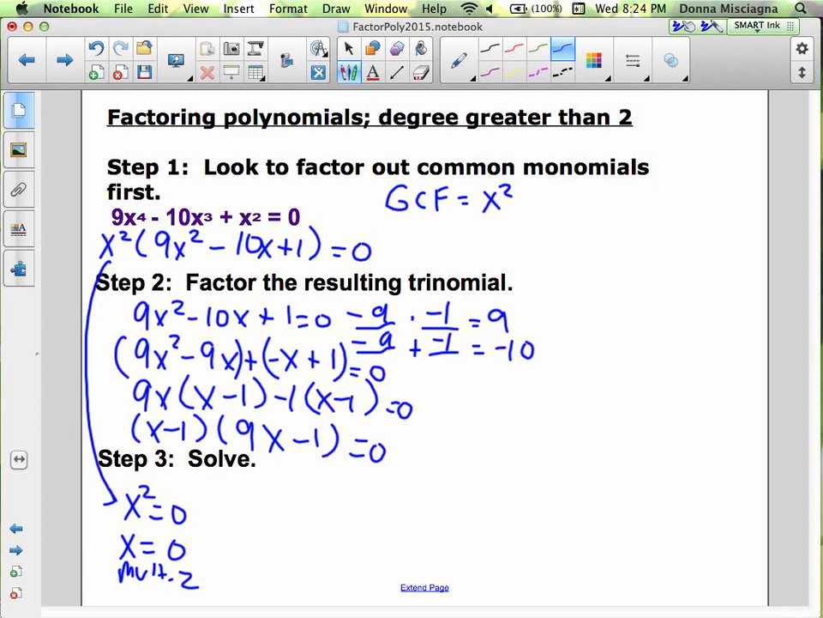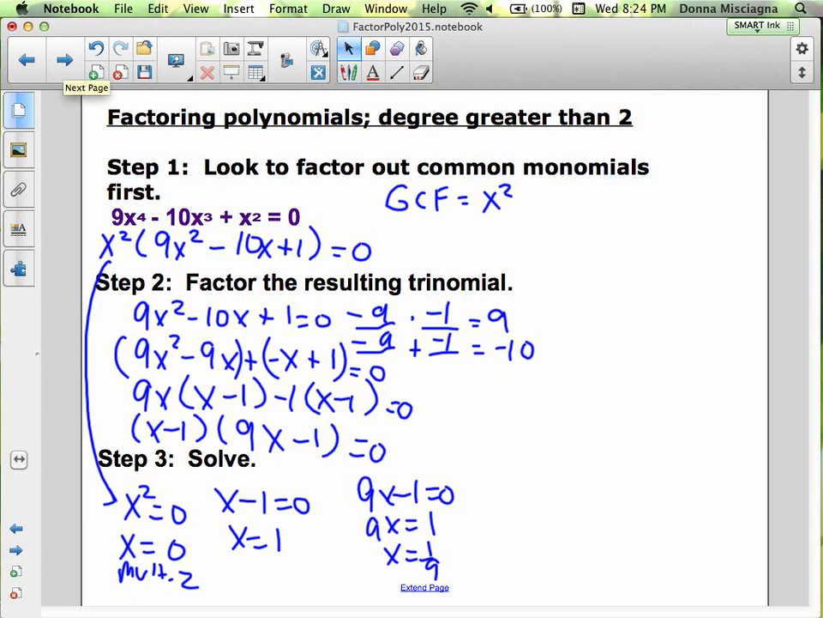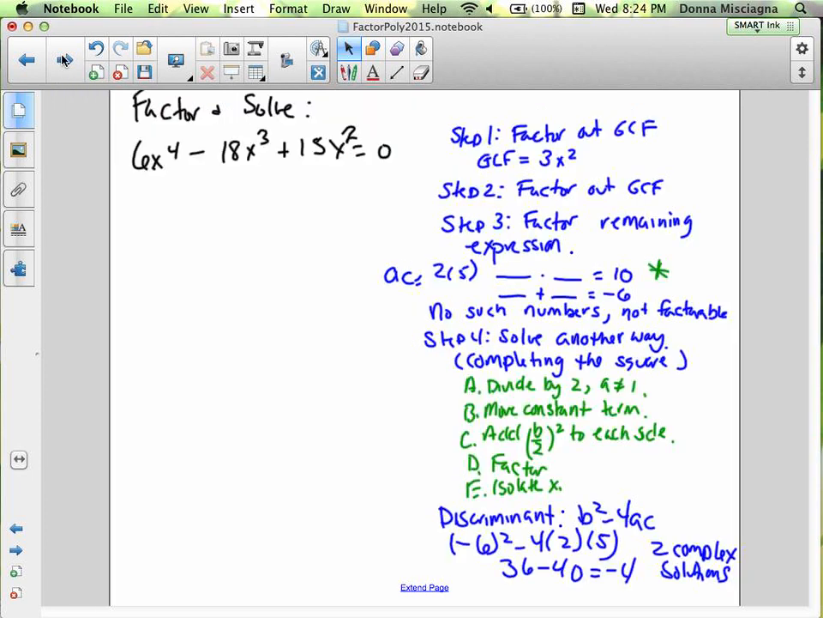And so now our last 2 factors: x minus 1 is equal to 0, so x is 1. 9x minus 1 is 0. We will add 1 to both sides and divide by 9. So 1/9 is the other. There's our 3 solutions. Well, technically 4, right? 0 counts for 2, 1, and 1/9. And so this is just like we did before with the factor by grouping, right? Except we just have to factor out a common monomial first.